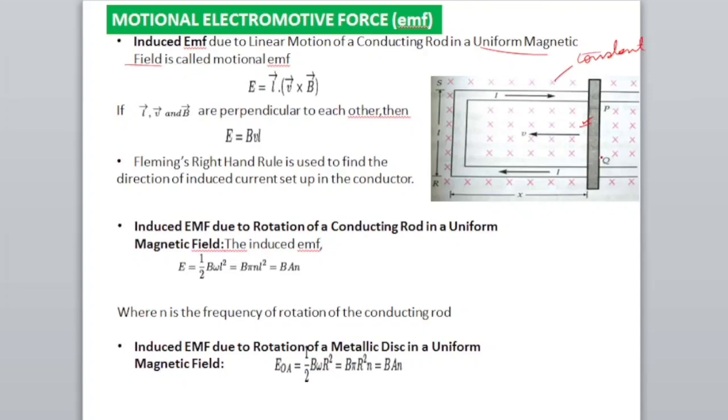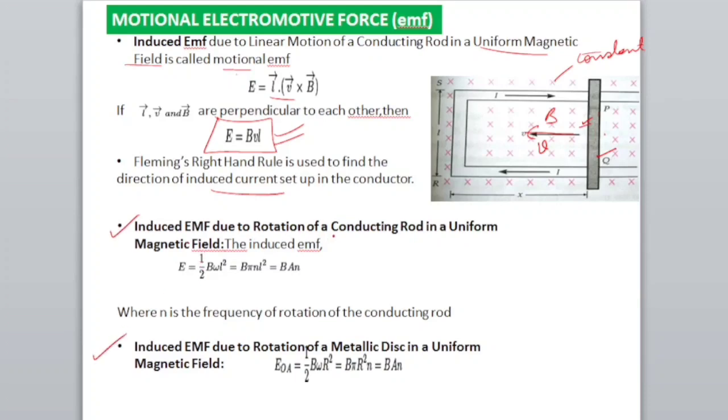In this field, when the rod is moving, an EMF is induced, and that induced EMF is called motional EMF. E equal to L dot V cross B, or you can write, if E, V, B are all three perpendicular to each other, V is the velocity of the conductor. Suppose the conductor is moving in this direction. L is the length of the conductor, and B is the magnetic field. So whenever all three are mutually perpendicular to each other, it becomes E equal to BVL. This is the formula for motional EMF. Its direction is given by Fleming's right hand rule, which is used to find the direction of induced EMF in the conductor. Now remember these two formulas, you must revise them.